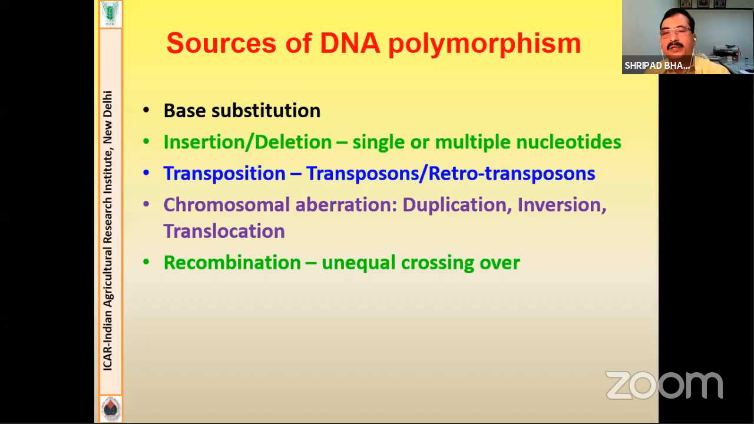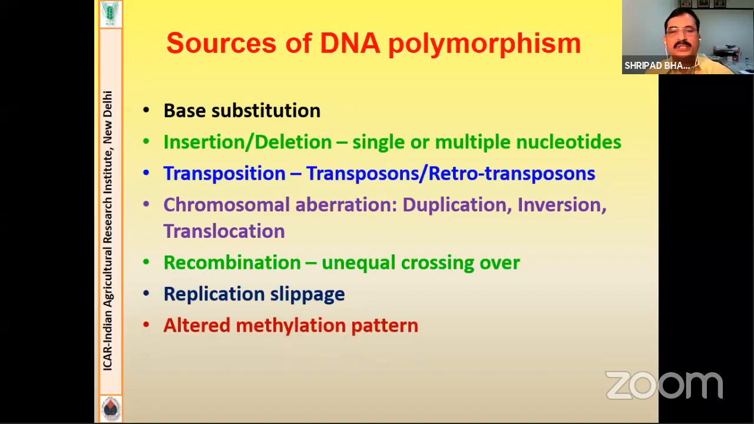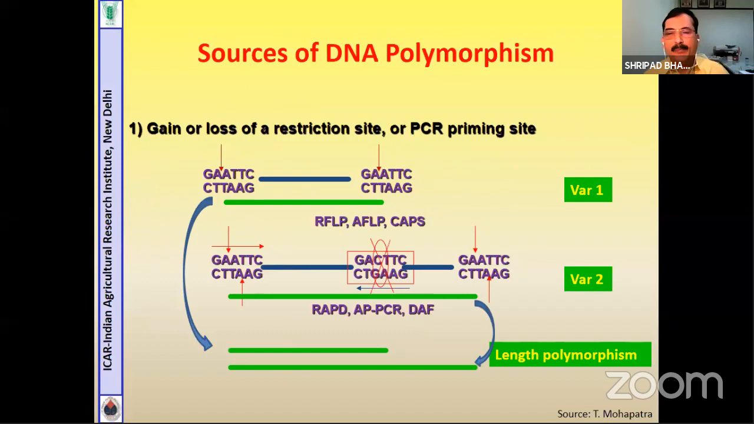Recombination happens, but normally recombination happens in an equal manner. But sometimes there is a slippage or there is unequal crossing over. So that also may lead to polymorphism. So there are different sources. Now, just an example so that we can quickly go ahead.